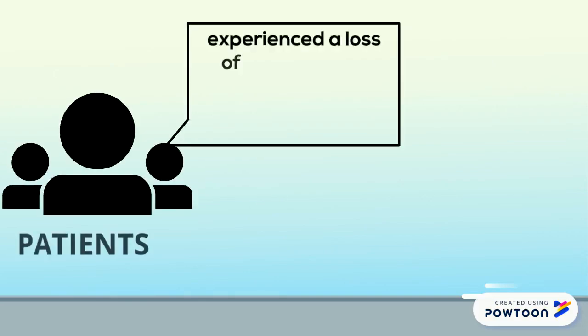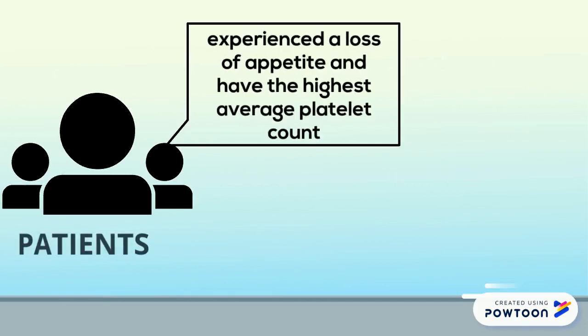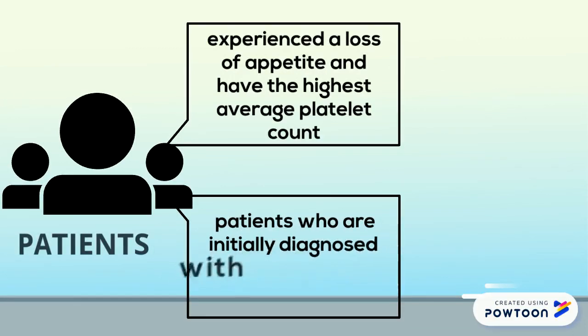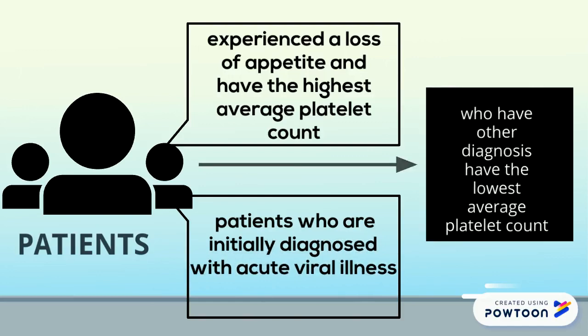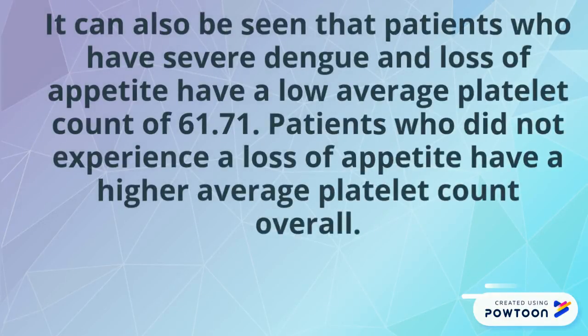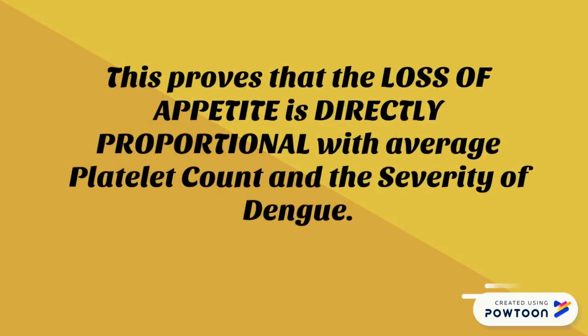Looking at the diagnosis admission, the patients who experience a loss of appetite and have the highest average platelet count are those patients who are initially diagnosed with acute viral illness, while patients who have other diagnoses have the lowest average platelet count. It can also be seen that patients who have severe dengue and loss of appetite have a low average platelet count of 61.7. Patients who did not experience a loss of appetite have a higher average platelet count. This proves that the loss of appetite is directly proportional with average platelet count and the severity of dengue.